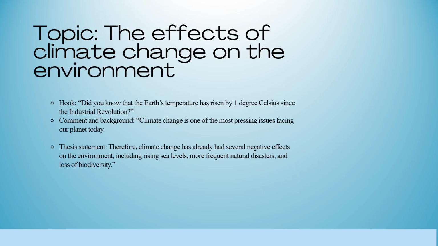The third topic is the effects of climate change on the environment. And the hook, did you know that the Earth's temperature has risen by 1 degree Celsius since the Industrial Revolution? And the comment or background information, climate change is one of the most pressing issues facing our planet today. And the thesis statement, therefore, climate change has already had several negative effects on the environment, including rising sea levels, more frequent natural disasters, and loss of biodiversity. So these are the 3 points that you can put in your thesis statement in your expository essay.